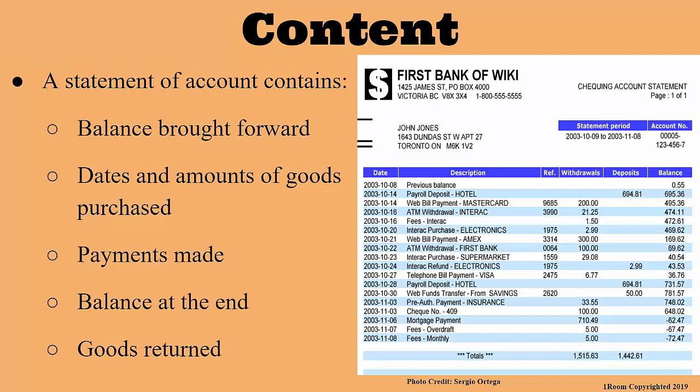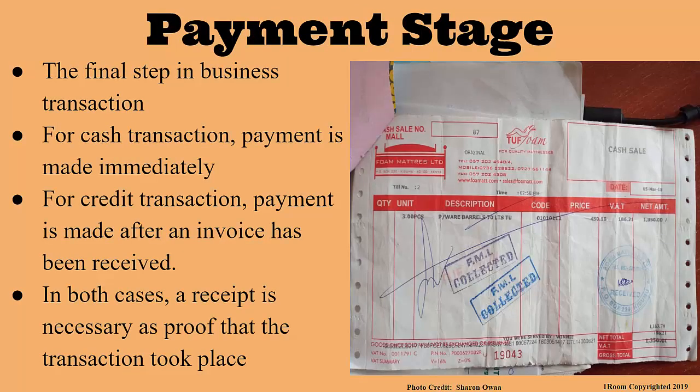And now, finally, let us go to the last stage of the transaction process. The payment stage. Yes, the payment stage. Here, a receipt is issued in the case of a cash transaction, and the buyer is given the goods. In the case of a credit transaction, the payment is done after the invoice has been received. So, a receipt is proof that payment has been made.